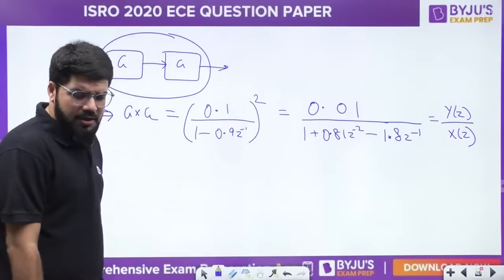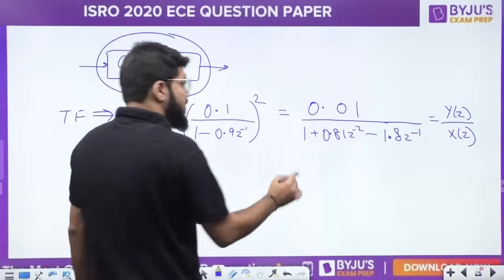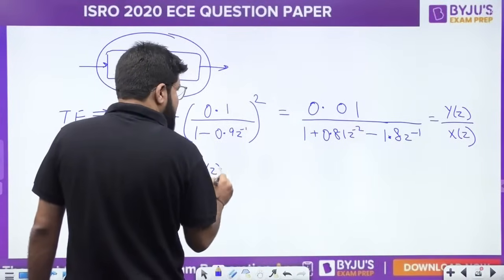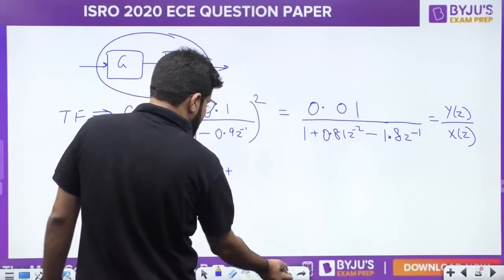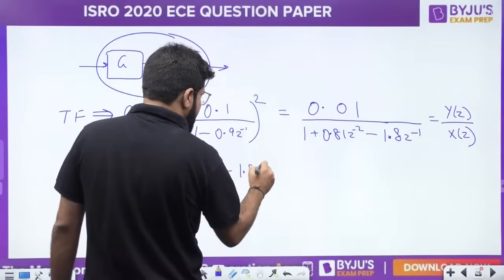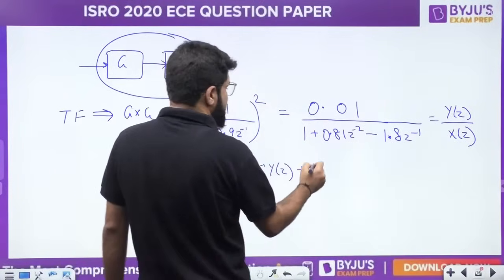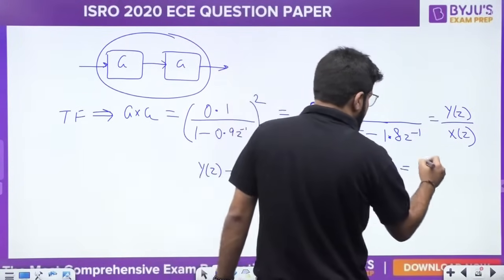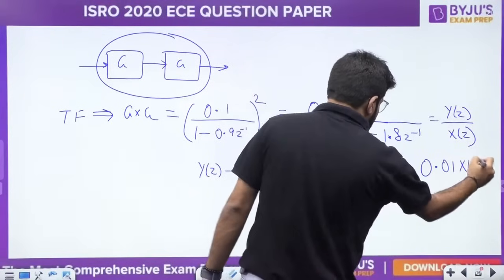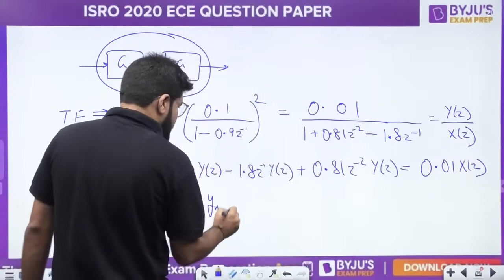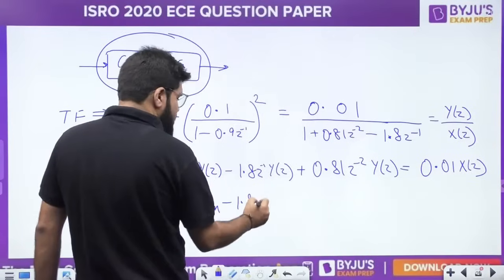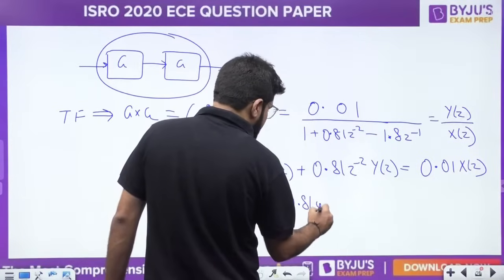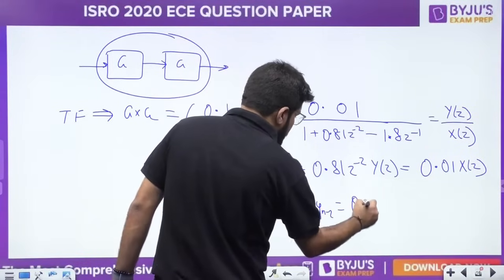Good morning all. Now you think about the inverse Z transform. Writing it as a sequence: 1 into Y(z) minus 1.8 z inverse Y(z) plus 0.81 z power minus 2 Y(z) is equal to 0.01 X(z). Now take the inverse Z transform. z inverse means a 1 unit right shift, so yn-1. z power minus 2 means 2 times right shifted, so yn-2, equal to 0.01 xn.